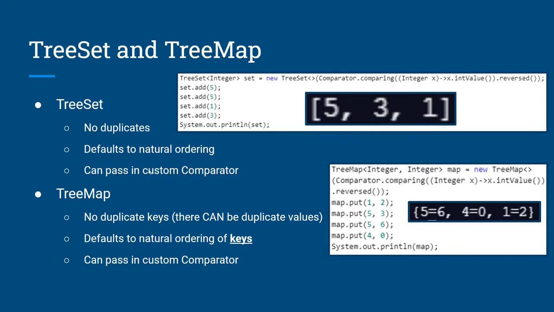Right. Another cool thing about TreeSet is you can pass in a custom comparator. Just like we defined comparators in the previous slides, we can pass in a comparator in the constructor of a TreeSet. So in this example, I use the Comparator.comparing approach, and I essentially say, for this TreeSet, when you're comparing the elements, I want you to sort by the value of the integer in descending order. That's essentially what this code is doing. I'm just reversing the order so that instead of 1, 3, 5, it's now 5, 3, 1. So that's how the TreeSet works.